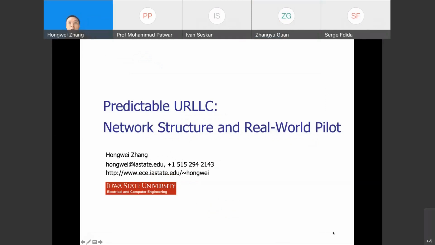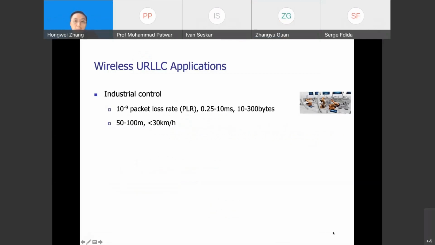So here I'm going to share a few thoughts about URLLC, which has been a topic of my interest in the past, actually quite many years. So let me start with a few applications about URLLC in different sectors, just to set the context for us to think about the potential challenges and issues.